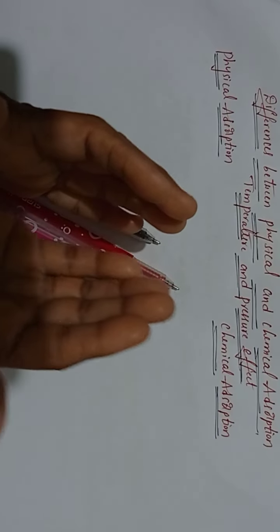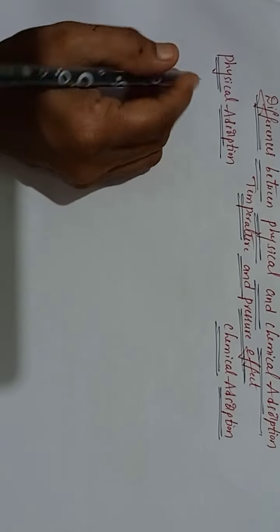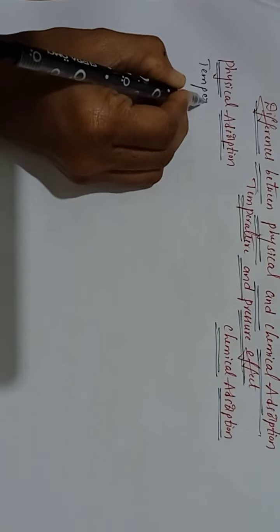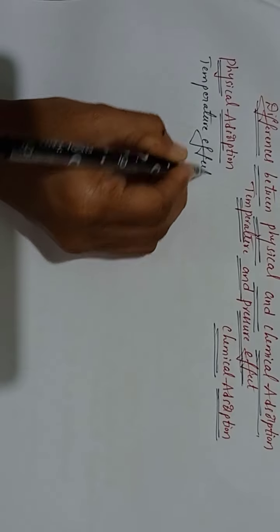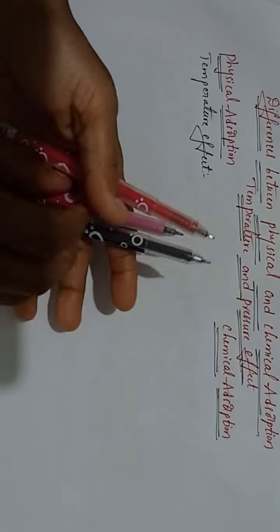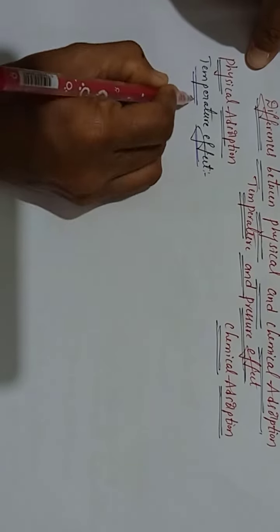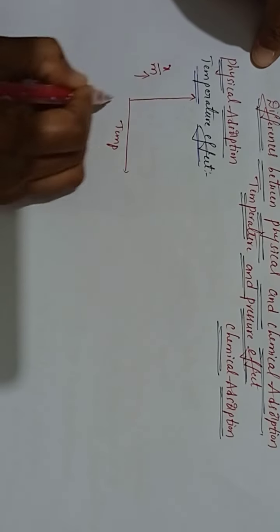Now see, students, in this section I'm going to discuss the temperature and pressure effect. First, the temperature effect on physical adsorption. How is temperature affecting physical adsorption? Here I am taking the graph between x by m versus temperature. What is x by m, students? It is the extent of adsorption.